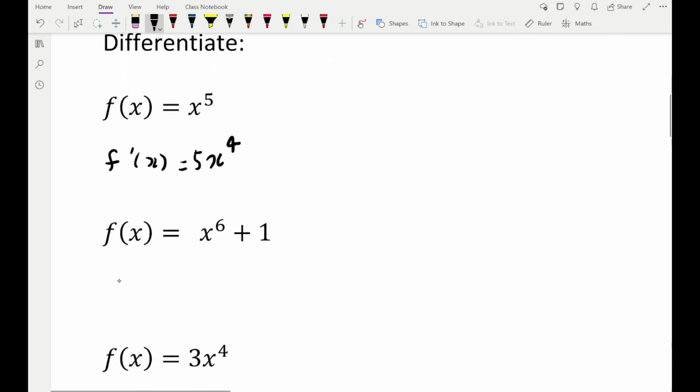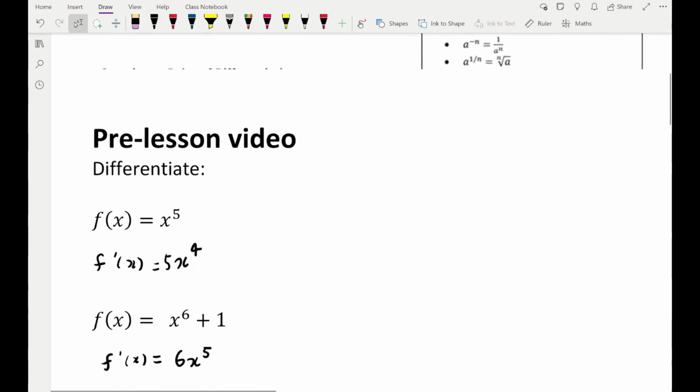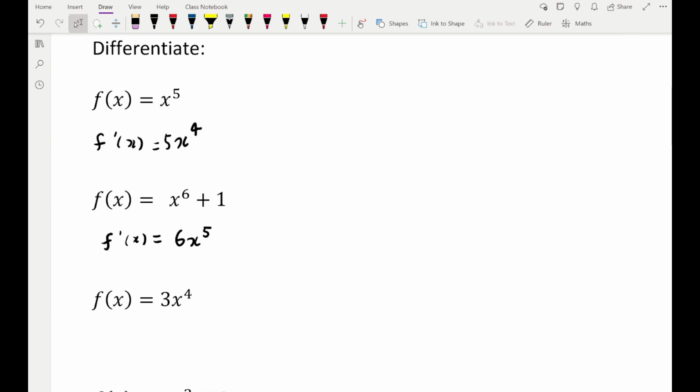Okay, f(x) equals x^6 plus 1. The derivative here would be 6x^5. Now the plus 1 just completely drops off, and that comes from this rule here that constants differentiate down to 0. Also, if you've got a whole bunch of stuff added together, you just differentiate each bit.